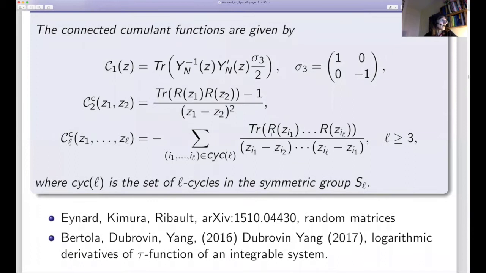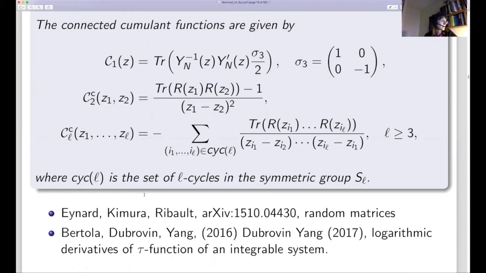So this kind of expression for the cumulants have appeared in a paper of, in Akemann-Mirabelli's book. This is actually a lecture from a school in random matrices, and then they appear in the paper of Bertola, Dubrovin, and Yang about KdV, and then Dubrovin and Yang for Toda lattice. So they are strictly related to the logarithmic derivative of the tau function.